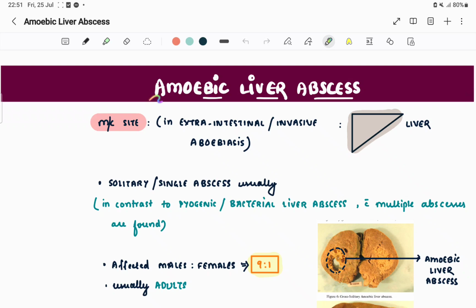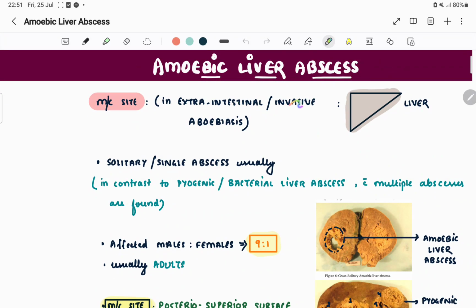Today we are going to revise a very important topic of microbiology, that is the hepatobiliary system. Starting with the amoebic liver abscess, the most common extra-intestinal site of amoeba is the liver. Basically, whenever amoeba infects, it is always intestinal, but here the most common extra-intestinal site is the liver.